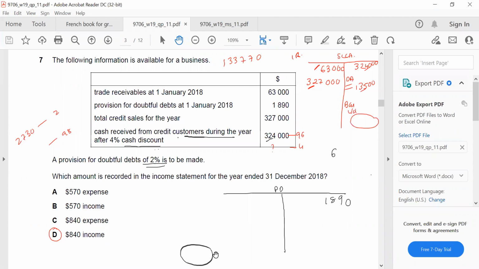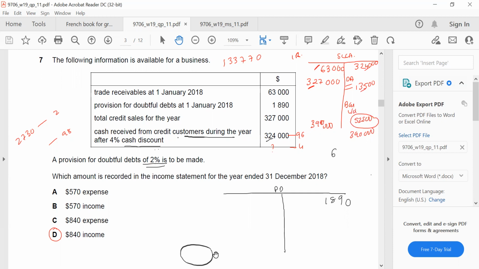So it will be 327 plus 63,000. So this is 390,000. 390,000 minus 324,000 minus 13,500. So 52,500 is your closing trade receivables.